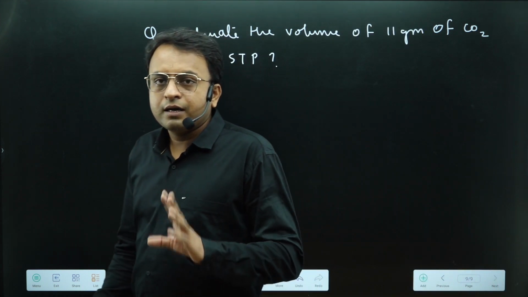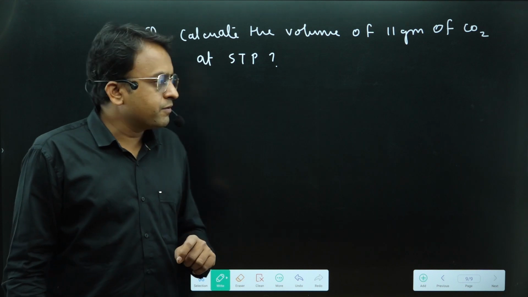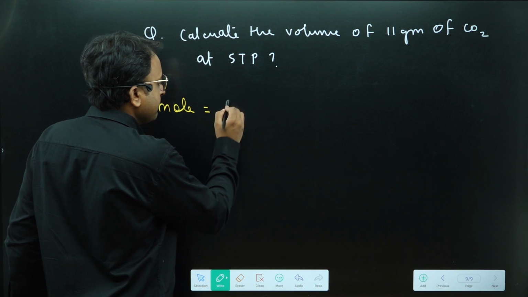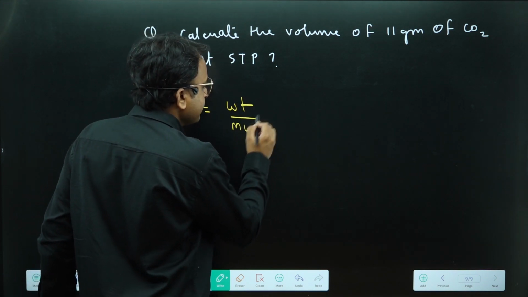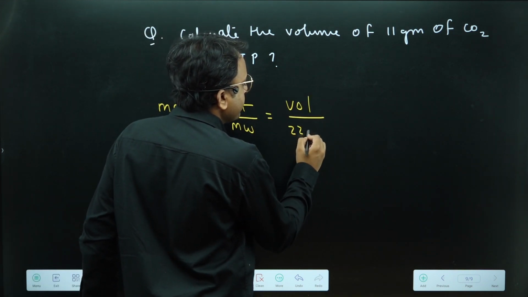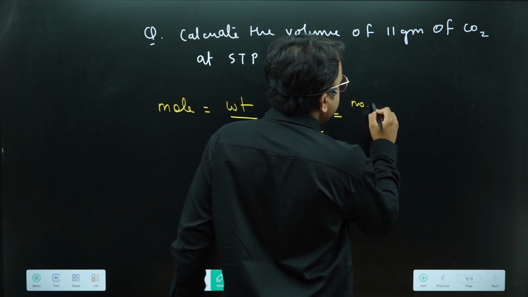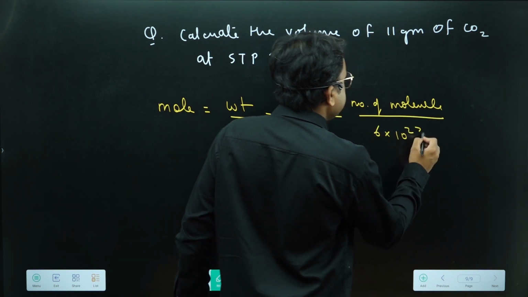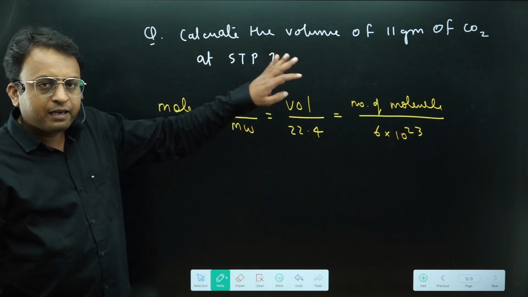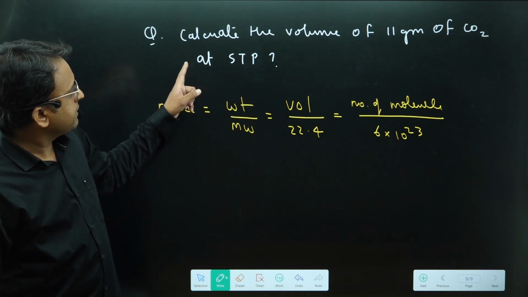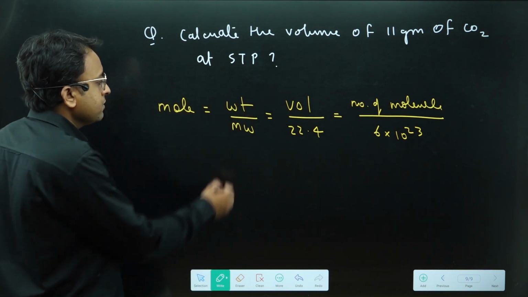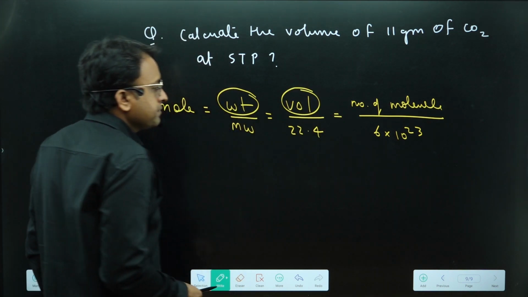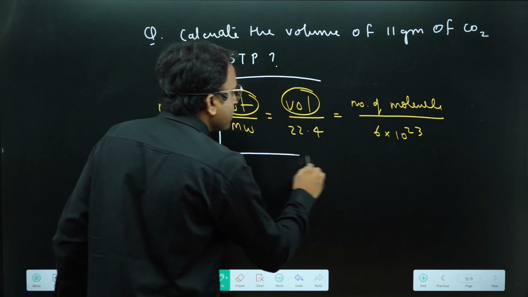The first step is to write the formula that I have told you. Mole is weight divided by molecular weight, volume divided by 22.4, and number of molecule by Avogadro number. Put the values here. You have been given 11 gram of CO2. So weight is given and it is asking for volume. So apply this portion of the formula.